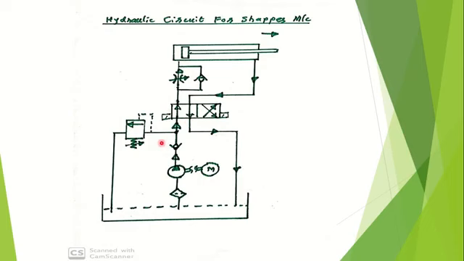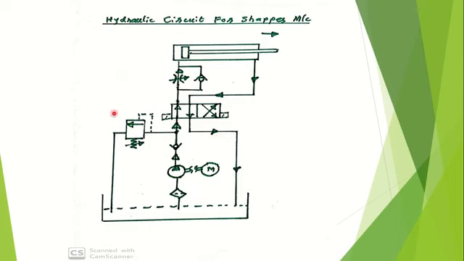Now the second requirement of the shaper machine is that during the forward stroke the speed should be slow. Hence we are going to introduce here the flow control valve, which is going to control the speed during the forward stroke, whereas the return stroke speed is fast as compared to the forward stroke.